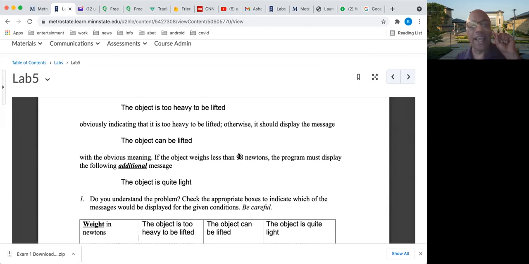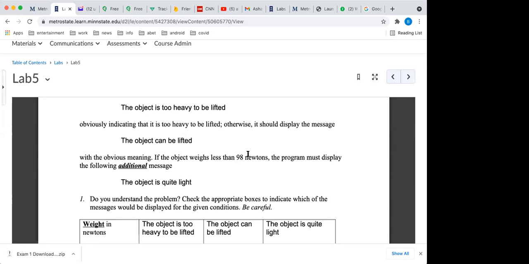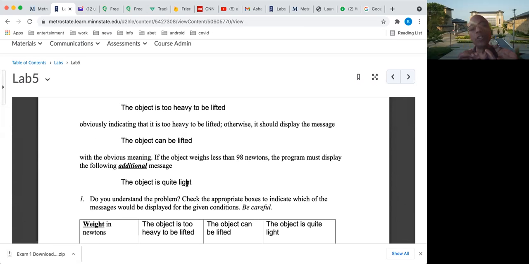Similarly here, 98: if the object is more than 98, it should not display this message. If the object is 98, should it display this or not? It should not, exactly. So those are called boundary conditions. You must check those kinds of things. That is why we need multiple test cases. If you don't test something, you probably won't catch certain bugs. So be careful with all those kinds of things as you are doing the lab.